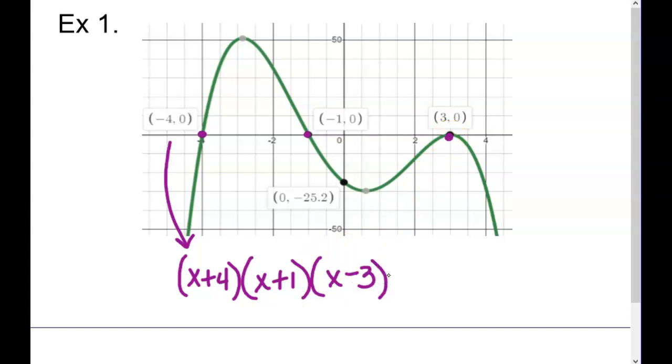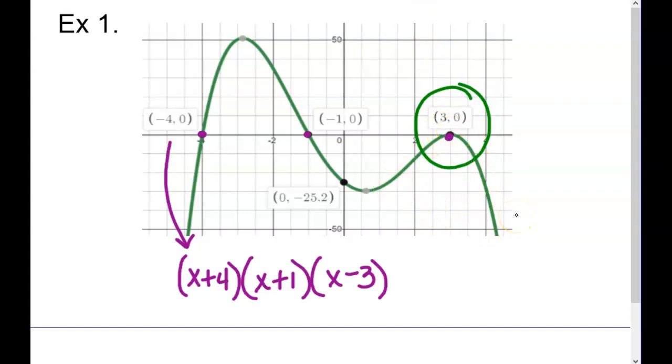Now, this is currently degree 3 that I have down here. Is our graph a degree 3? Both ends are going the same way, so it needs to be even degree. And most of you may have noticed right away what's happening here.